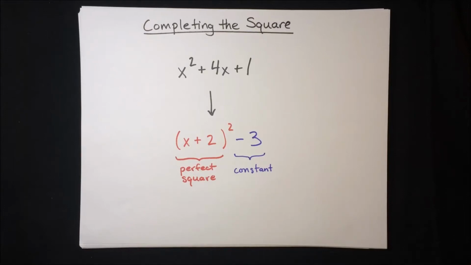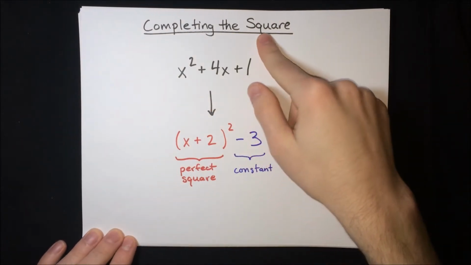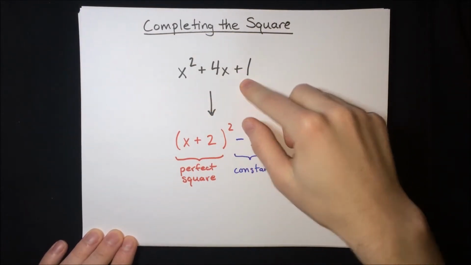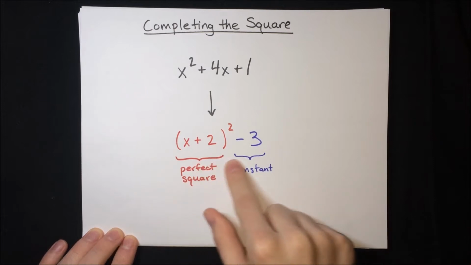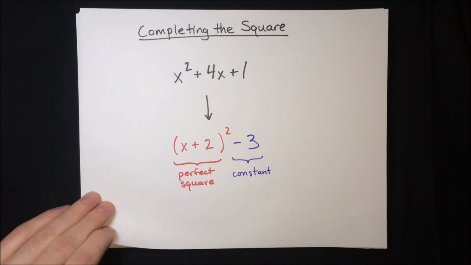In this video, I'm going to show you how to complete the square on quadratic expressions. Completing the square is a process which converts a quadratic expression to a perfect square plus or minus some constant. Let's do an example.